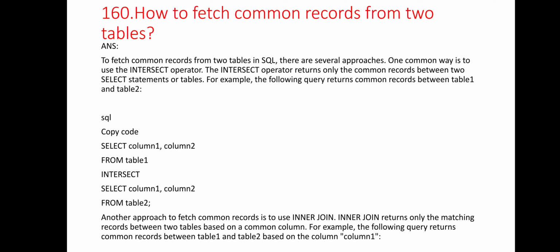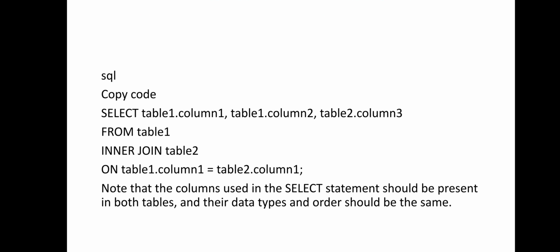Another approach to fetch common records is to use inner join. Inner join returns only the matching records between two tables based on a common column. For example, the following query returns common records between table1 and table2 based on column1: select table1.column1, table1.column2, table2.column3 from table1 inner join table2 on table1.column1 = table2.column1. Note that the columns used in the select statement should be present in both tables and their data types and order should be the same. Thanks.